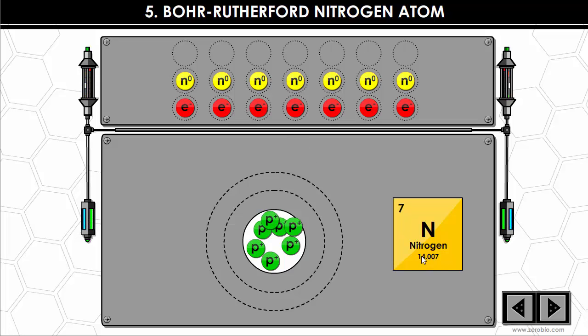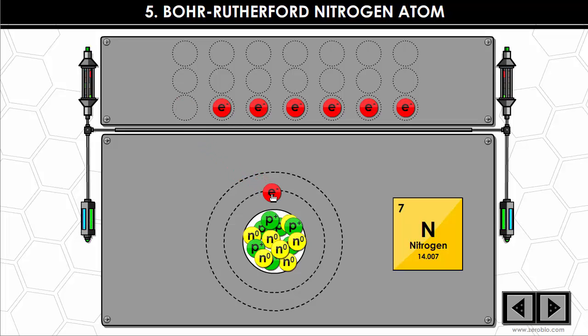Now, how many neutrons do we need? 14 minus 7, we need 7 neutrons. So I'm going to try to just fit them in anywhere at all there. Whoops. Seven neutrons. All right. Atomic number tells us 7 electrons as well.